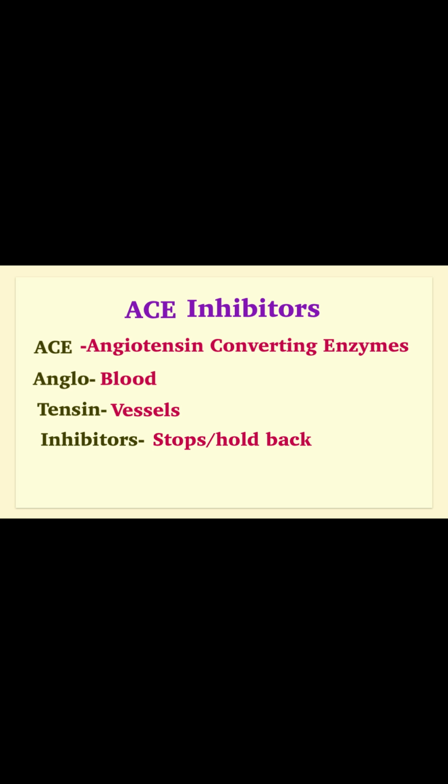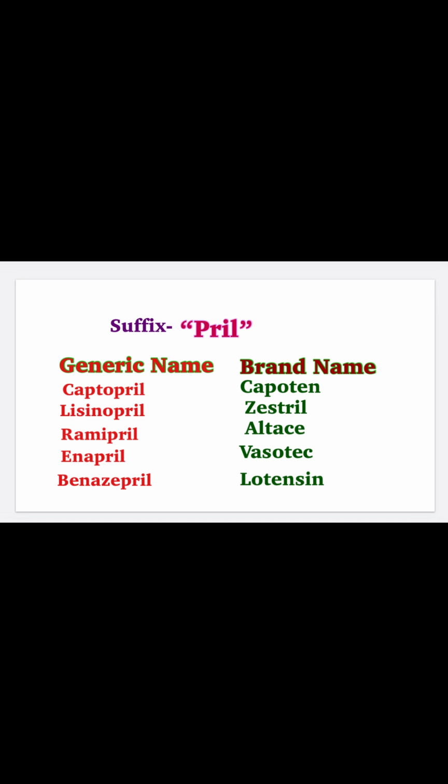ACE, angiotensin converting enzyme. Angio means blood, tensin means vessels, inhibitors means stop or hold back. To remember, the suffix of this medication is pril. The generic name captopril is Capoten, and lisinopril is Zestril. Ramipril is Altace. Enalapril is Vasotec, and benazepril is Lotensin.